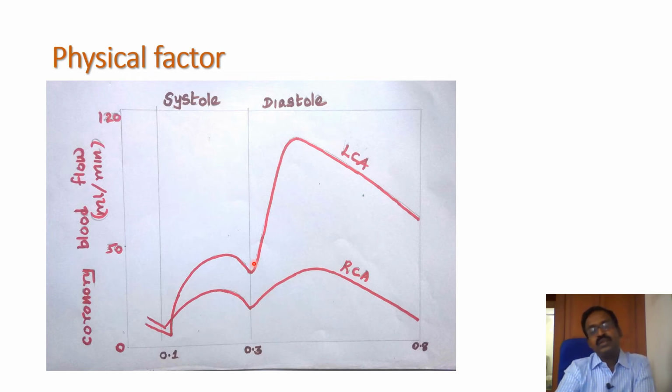During diastole, the blood flow through the left coronary artery is very high compared to the right coronary artery. The blood flow in systole is very low due to the myocardial tension. During ventricular systole the tension is very high, so it reduces the blood supply during systole.